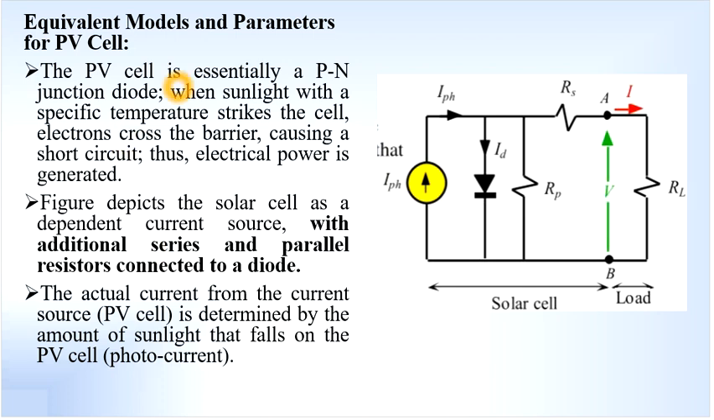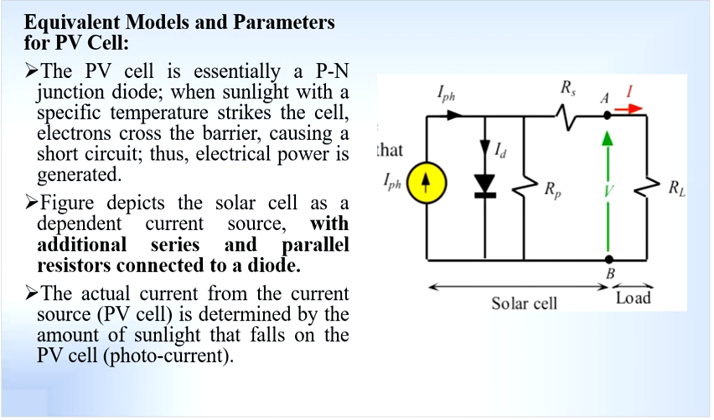And we all know the PV cell concept anyway, that is photovoltaic effect. It is nothing but a PN junction diode, and when sunlight with a certain specific temperature strikes the cell, the electrons will be crossing the barrier. This barrier is nothing but depletion layer or depletion region. Then it will be a short circuit across the depletion region, and if you connect any load, the power will be coming out of the solar panel, right?